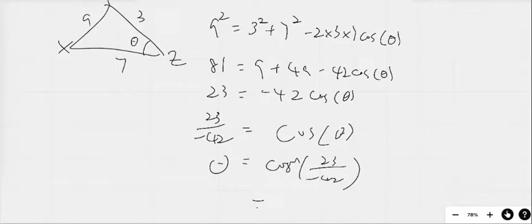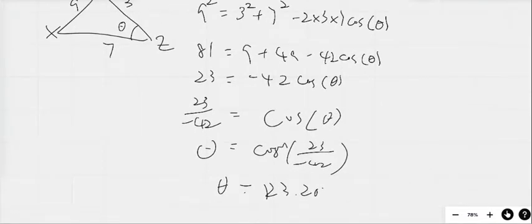You're supposed to get 123.20. And here you have it, the angle of theta.